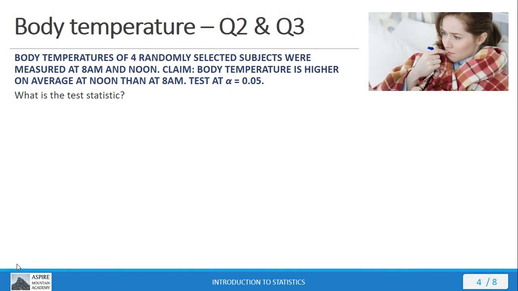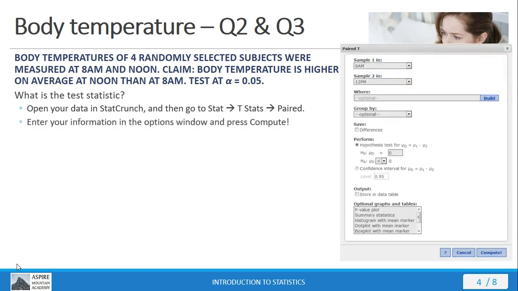Next, we're asked about our test statistic. It's way easy to get this if you're using StatCrunch. So we've got data. Let's just dump it into StatCrunch and then go to Stat, T Stats, Paired. And then in the options window, notice up atop, we're putting in the columns where our sample data is located. So 8 a.m. mentioned first, so it goes into sample 1. And then noon is mentioned second, it goes into sample 2.